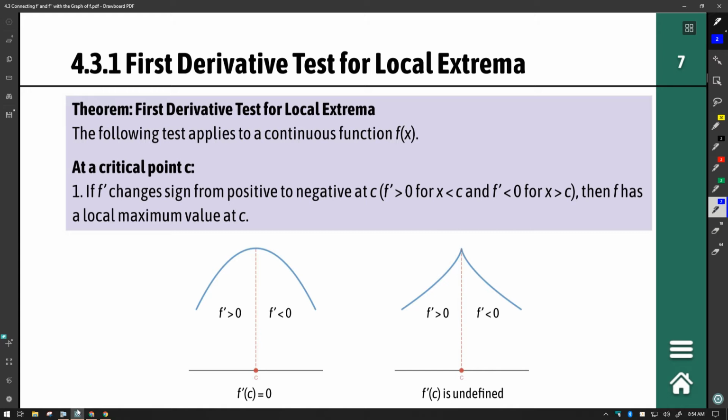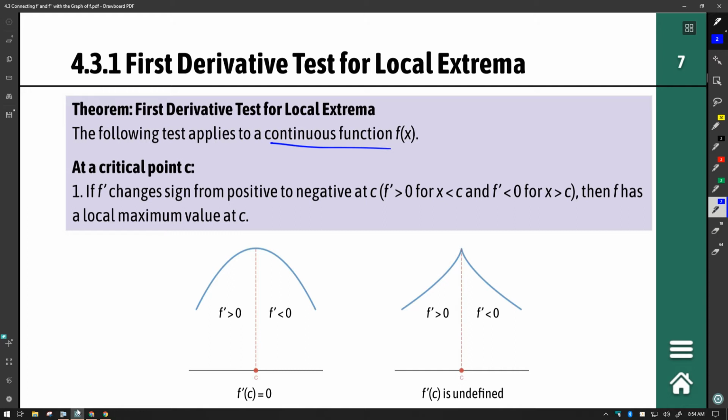It goes like this. The test applies to a continuous function f. So first we have to have a continuous function. At a critical point C, number one, if f prime changes sign from positive to negative at C, then f has a local maximum value at C.